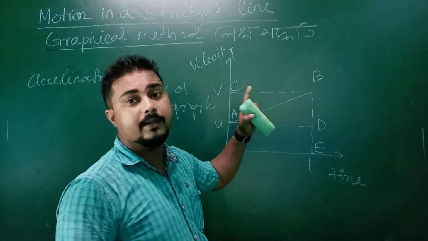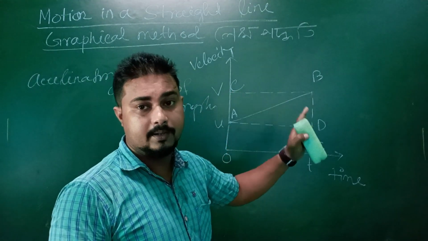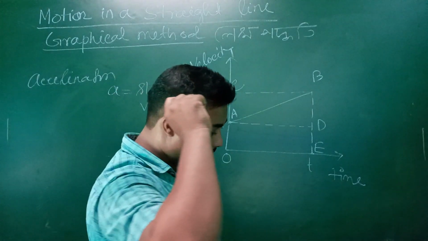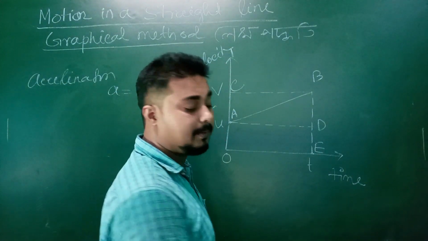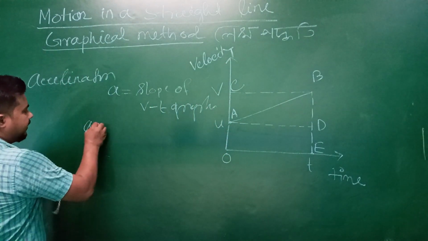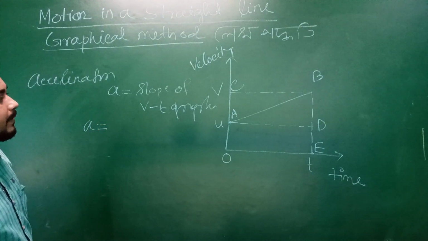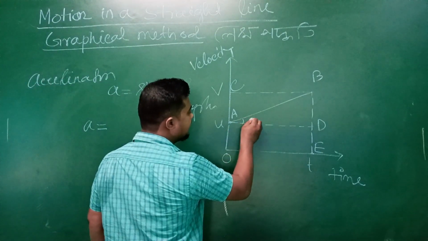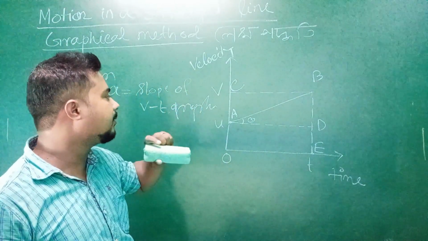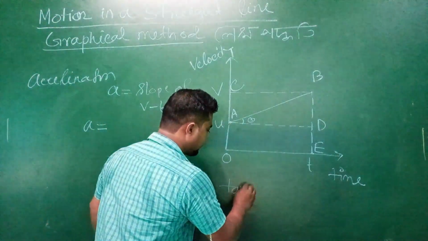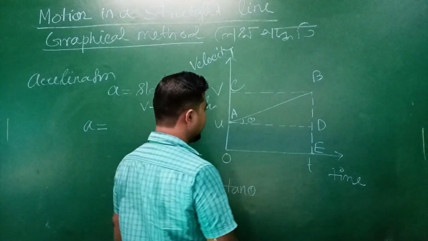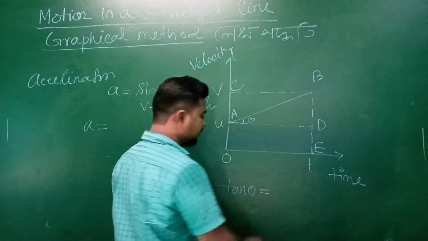Now we will try to find out the expression for the acceleration. Here, a is equal to the slope of the graph. Let this angle be theta. Then tan theta will be equal to how much?